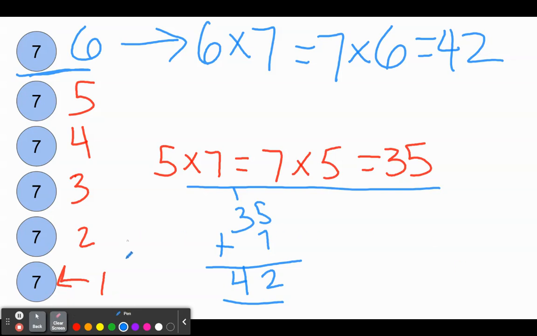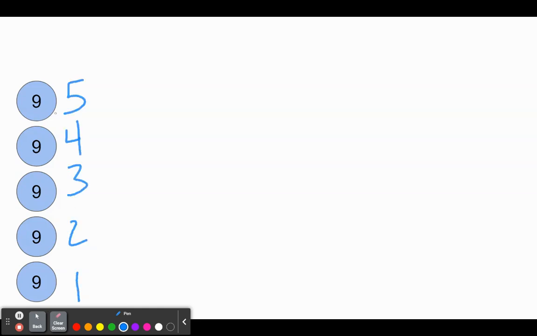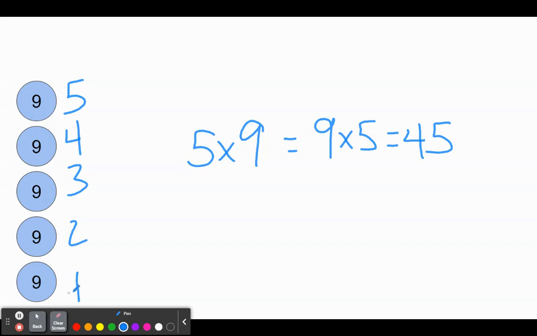Okay, let's go ahead and try this with another sentence. But this time, we're going to try this with 9s. So let's count how many 9s we have. We have 1 9, 2 9s, 3 9s, 4 9s, and 5 9s. So this is going to represent 5 groups of 9, or 9 times 5, right? So 9 times 5, or 5 times 9, is equal to 45.